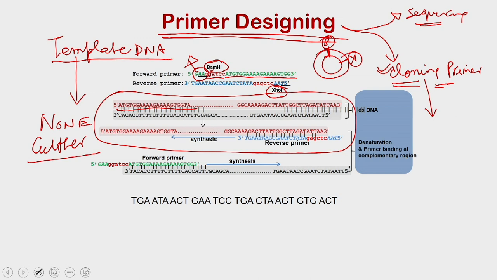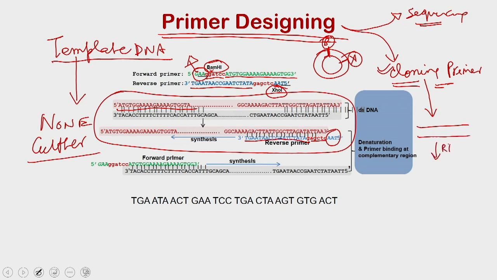Then we have done the same for the reverse primer, but you have to be a little careful with it. For the reverse primer, we have synthesized the complementary sequence of the gene, and then we have added the restriction site, and instead of adding onto the 5' side, we have added the 3 nucleotides, so that you are going to have enough space for the enzyme to sit and cut this particular fragment.